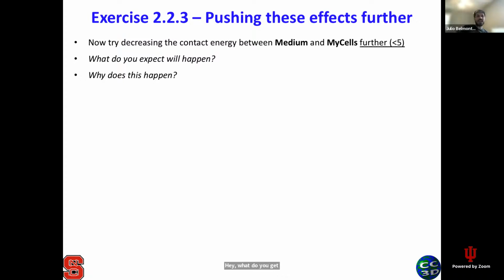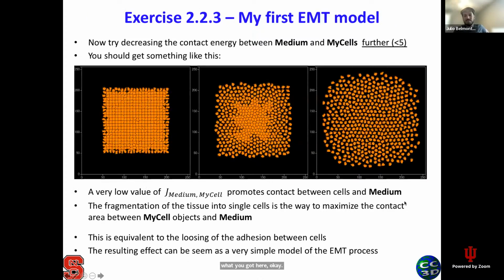Okay, so if you decrease the energy from 5 to 4, maybe it's just a little bit more rough, but let's make the energy 1. Make the energy between the cells and the medium 1, and tell me what you get. Single cells spread out and do not have a tissue. Yes. So actually what you got here, you just made your first EMT model, okay? Congratulations to all of you.